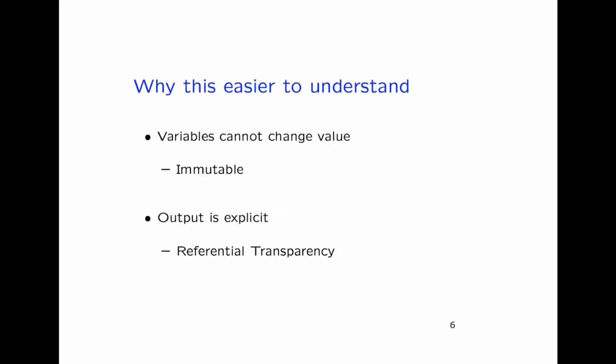So just to summarize those two things we did to make this easier to understand: one is we make variables immutable. Or if they are mutable, we want to make it very clear that their value got changed by making the output explicit. The sophisticated term for this is referential transparency.